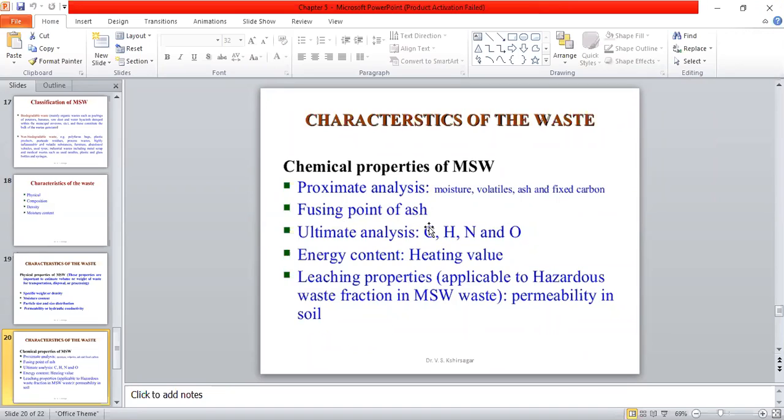Then the fusing point of ash. Then the ultimate analysis: you need to do the ultimate analysis to understand the ratio of carbon, hydrogen, nitrogen, and oxygen in a solid waste. Accordingly, you can decide how much and which types of gases are going to be emitted into the atmosphere during the burning or decomposition of that particular solid waste. Then the energy content, heating value. Suppose we take two different gases to explain the heating value.